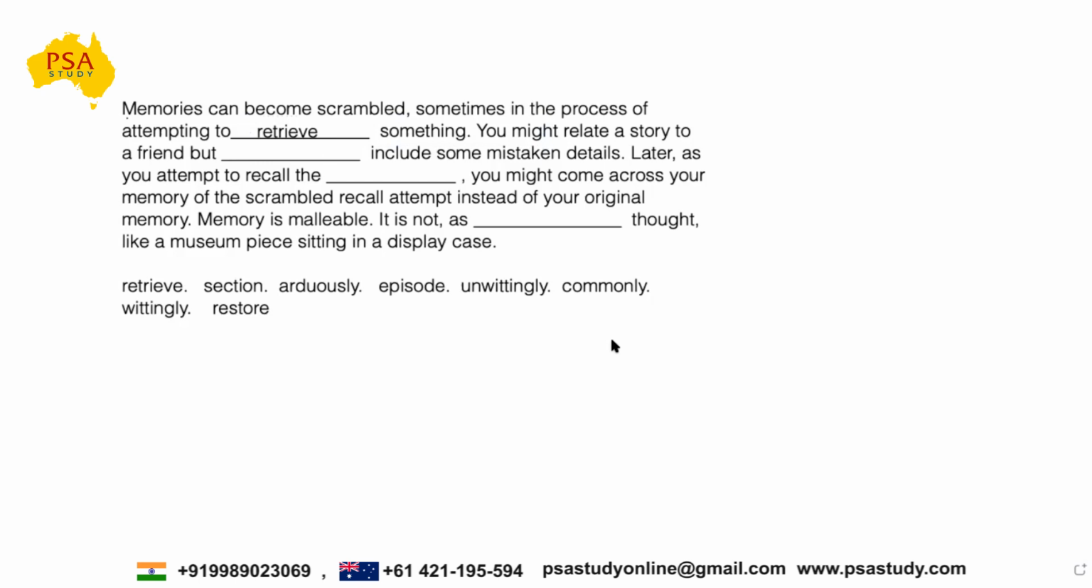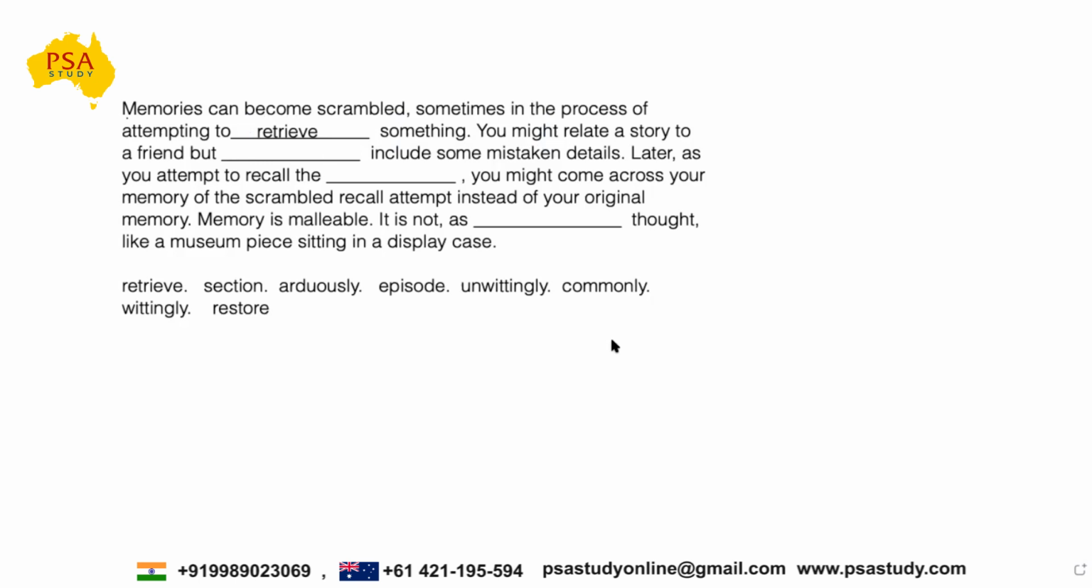Okay, let's move forward. You might relate a story to a friend, but dash includes some mistaken details. Now, can you just figure out what is missing over here? You might relate a story to a friend, but dash include some mistaken details. Verb is there, subject is there, object is also there. The thing which is missing is adverb. We have a verb include, first form of the verb, and straight away we have blank with it. So we need to fill in adverb.